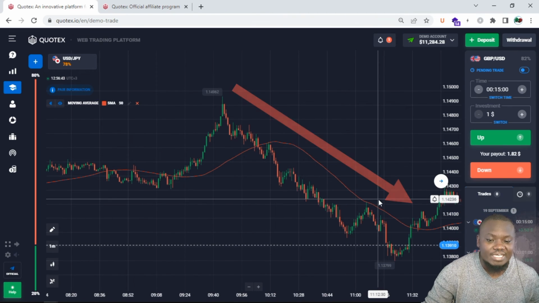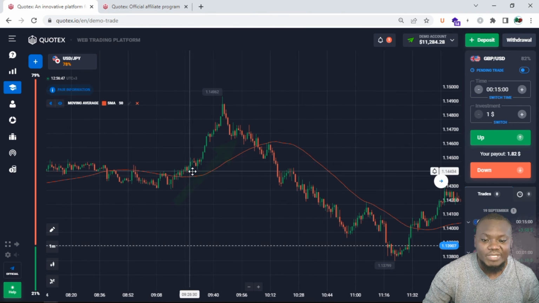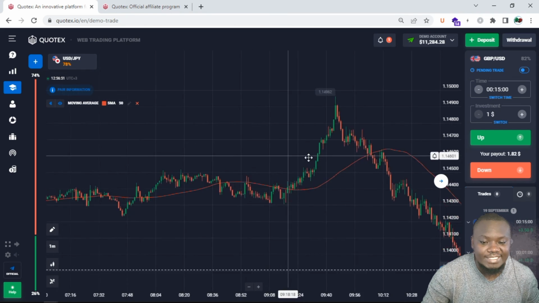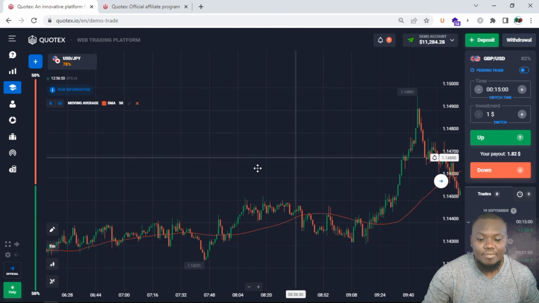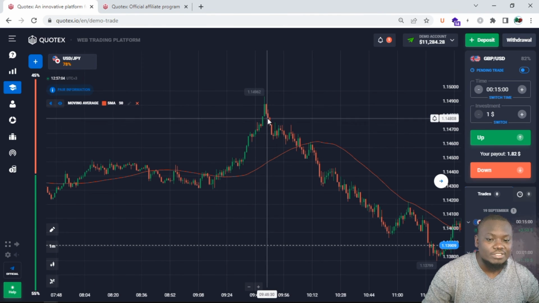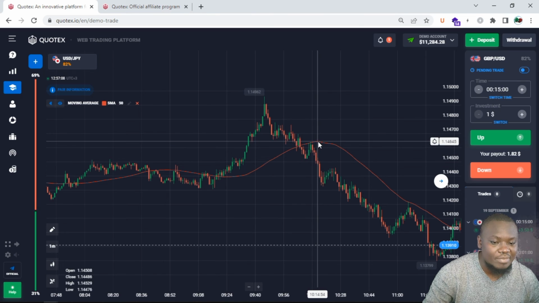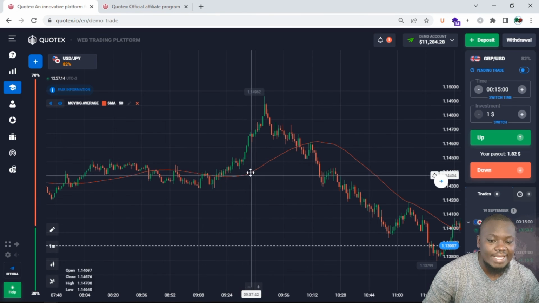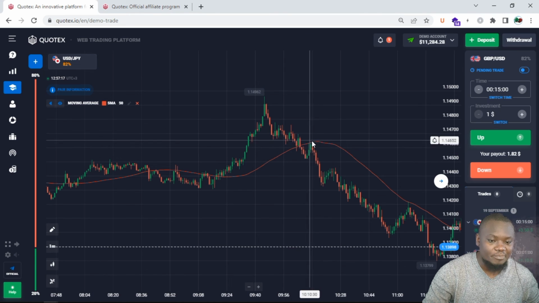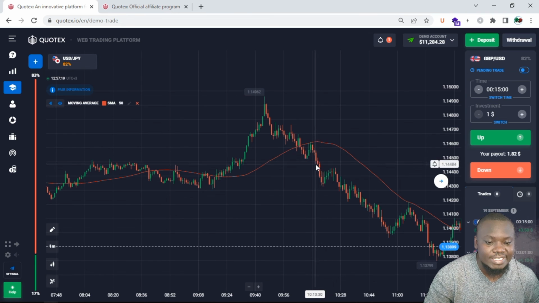When the SMA is facing downwards, it means that the price of that asset is trending downwards, and when the SMA is facing upwards, it means that the price of that asset is trending upwards. You can also use the SMA as either support or resistance levels. For example, if you look at it from this level where price is above the SMA, then the SMA acts as our support level. When price is below the SMA, then the SMA acts as our resistance level.